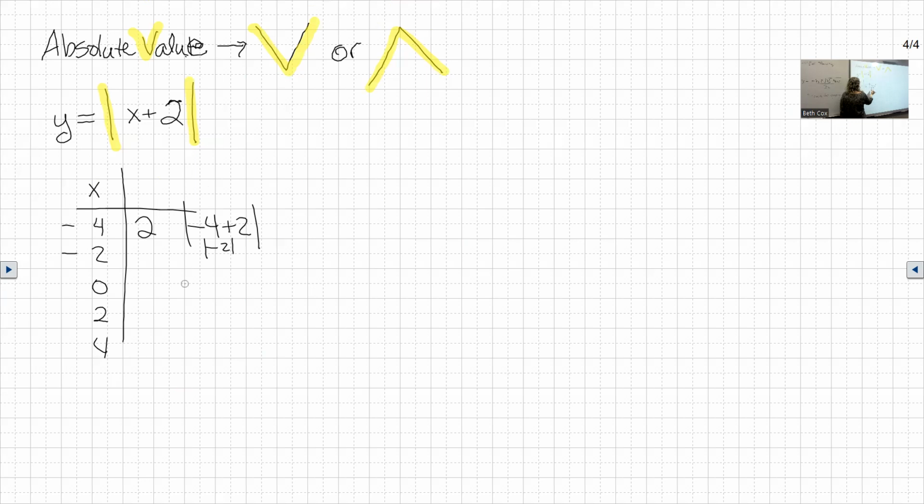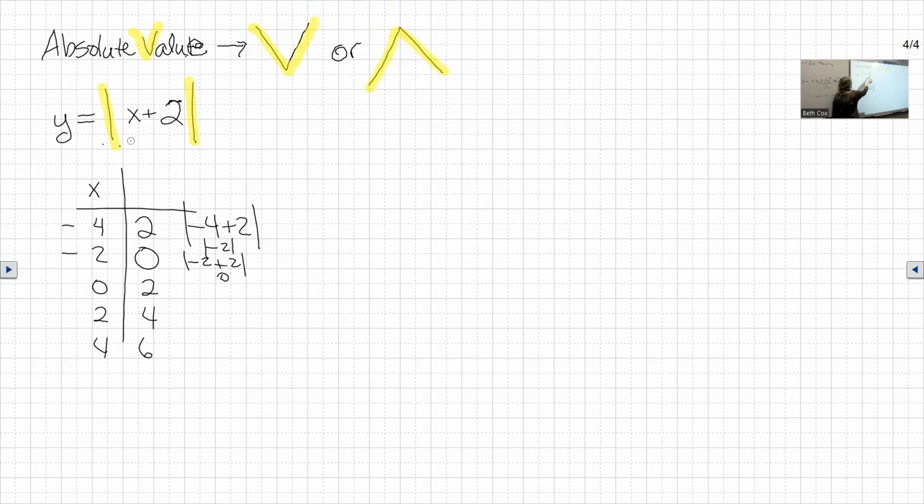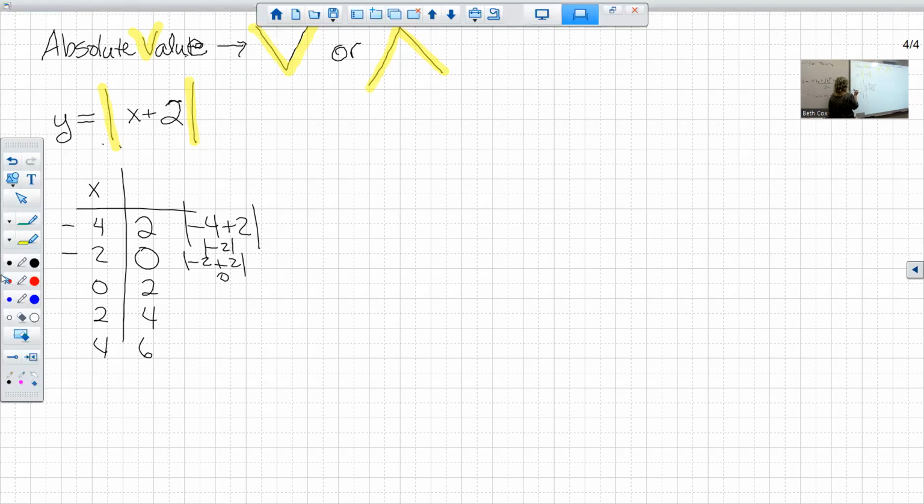So now -2 plus 2 would give me 0. Absolute value of 0 is 0. If I plug in 0, I'm going to get 2. If I plug in 2, I'm going to get 4. If I plug in 4, I'm going to get 6. And when I graph this, I know what shape it is. I see these bars. I know this shape. That's what you got to do. You got to look at it and know what shape it is.